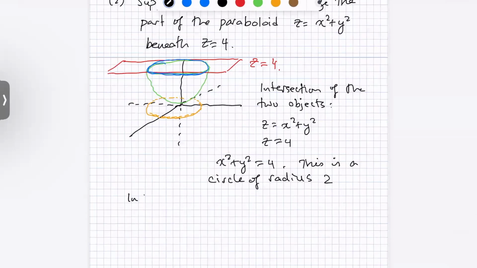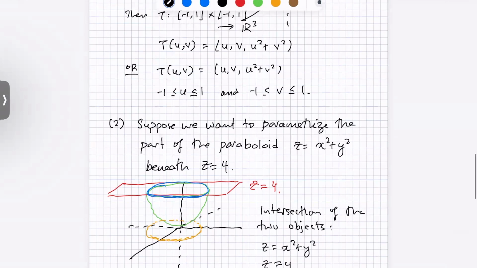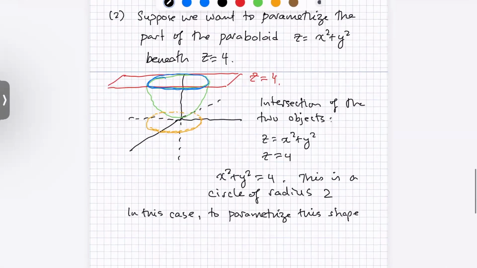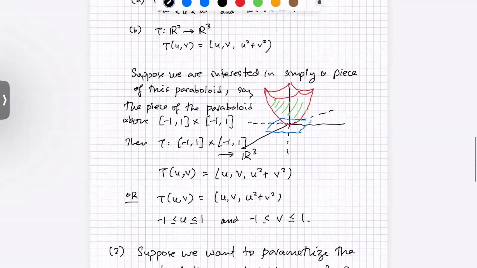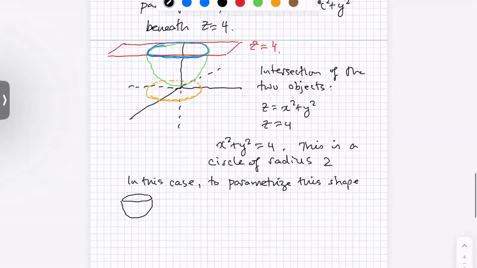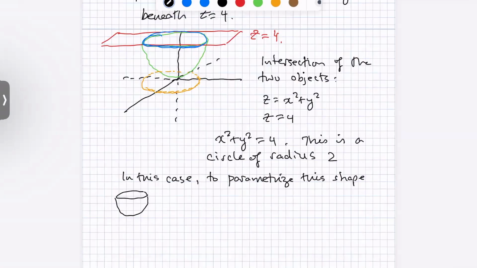So in this case, to parametrize this shape right here, right? Now, again, the shape is a bowl. It doesn't have these corners. It has a perfect circular top, okay? So it looks like this. It doesn't look like the spiky cornered ones that we had above. We have to talk about polar coordinates.